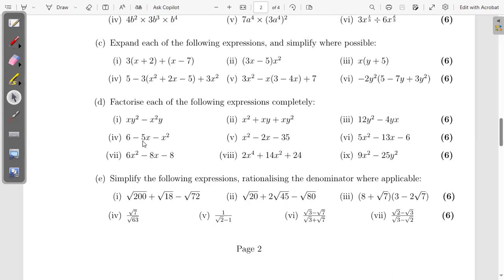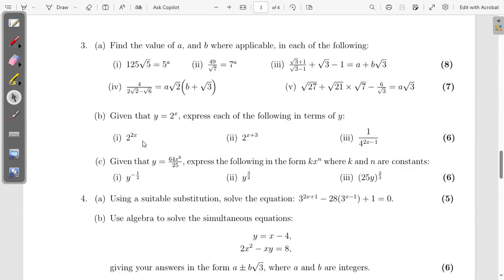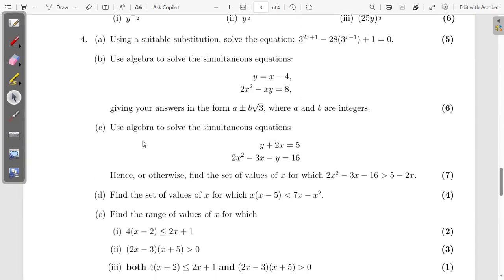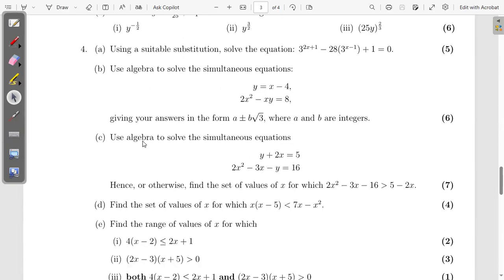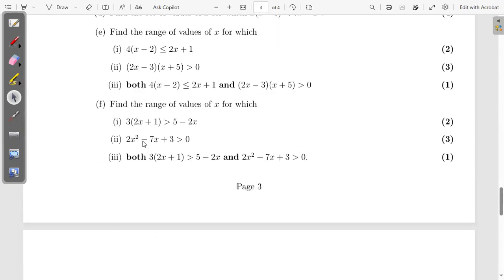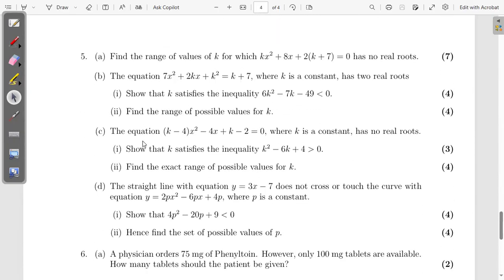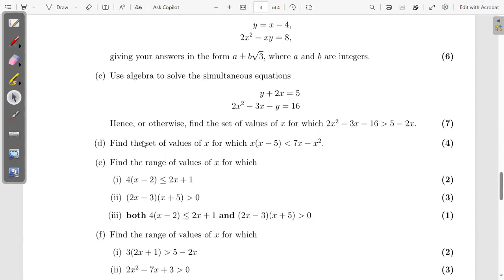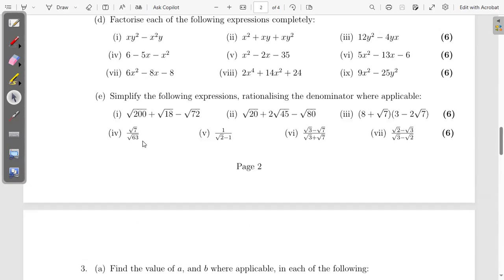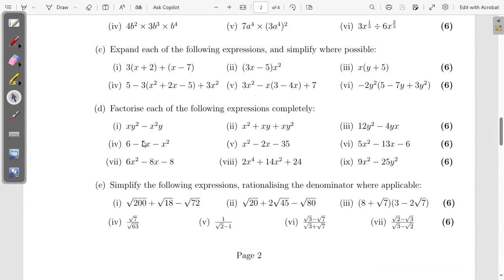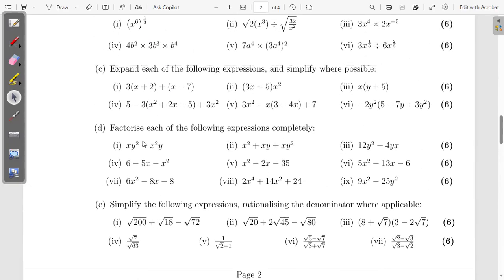And for those who'd like to access some of the videos that I've made already for these other questions, question 4 and question 5, I've already solved these ones, and I've uploaded the video on our website or our app, so you can access it from there. So in this lesson, let's focus on C, D, and E.